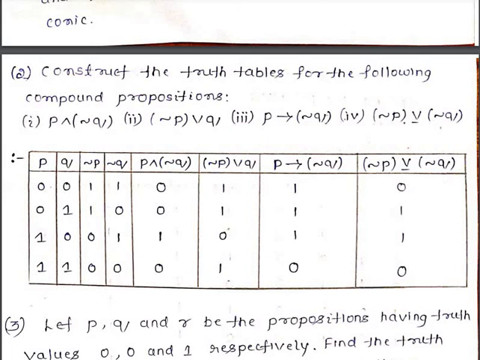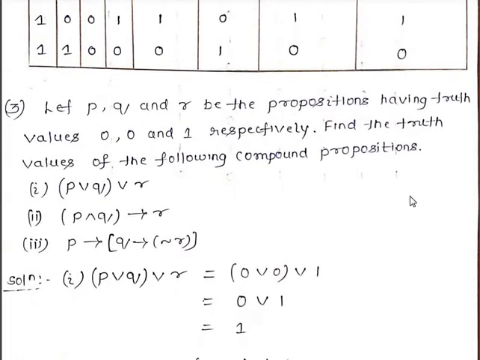Now let us discuss the third problem. Let P, Q and R be the propositions having truth values 0, 0 and 1 respectively. Find the truth values of the following compound propositions. So from this problem we can get to know that P's truth value is 0, Q is 0, R is 1. Okay. The first problem is P or Q or R, meaning P disjunction Q disjunction R.